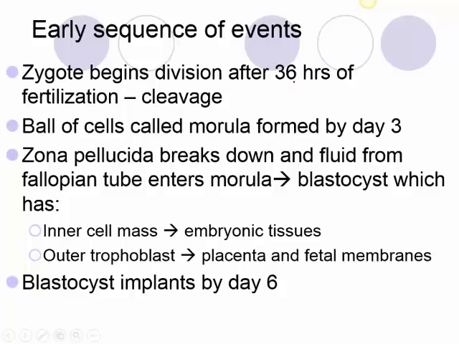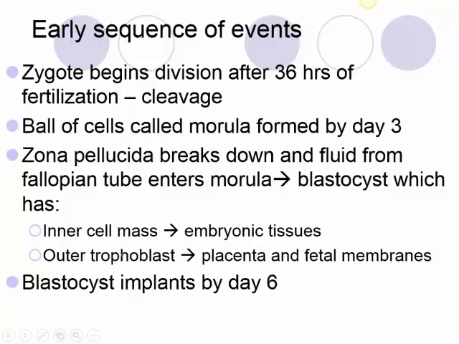That ball of cells looks like a mulberry, so it's known as morula. At this time, it is traveling from the fallopian tube towards the uterus. The zona pellucida starts breaking down at this time. Some fluid from the fallopian tube enters into the morula, and so it pushes cells to one corner and forms a little cavity there, and that entire structure is known as the blastocyst.